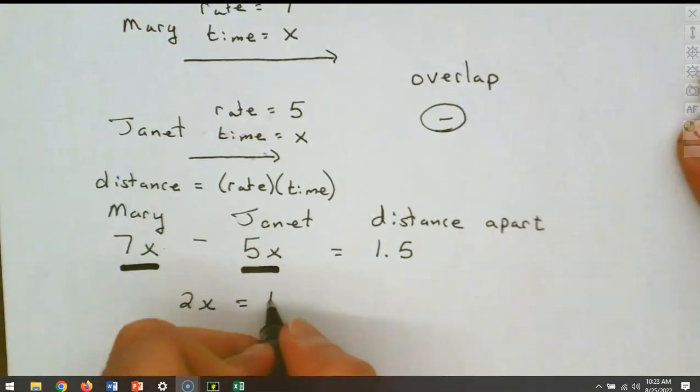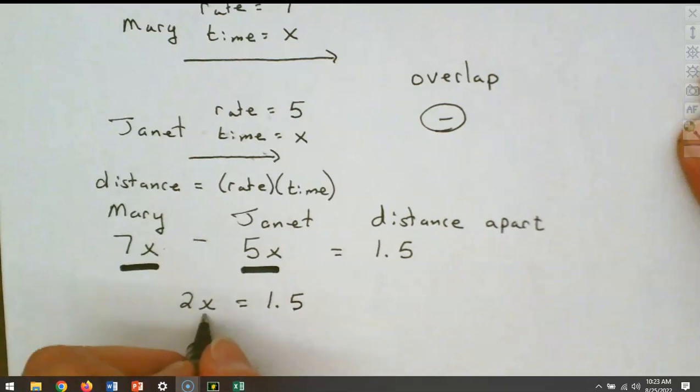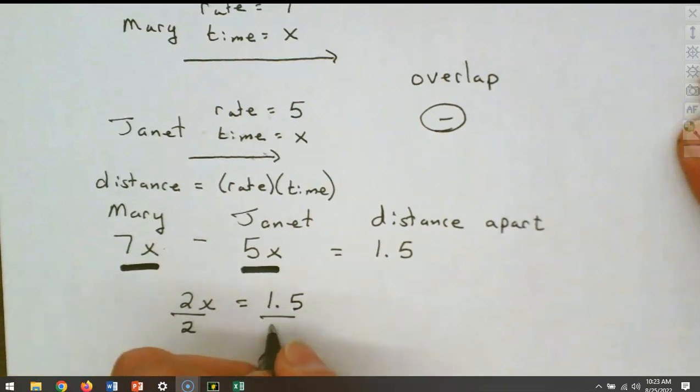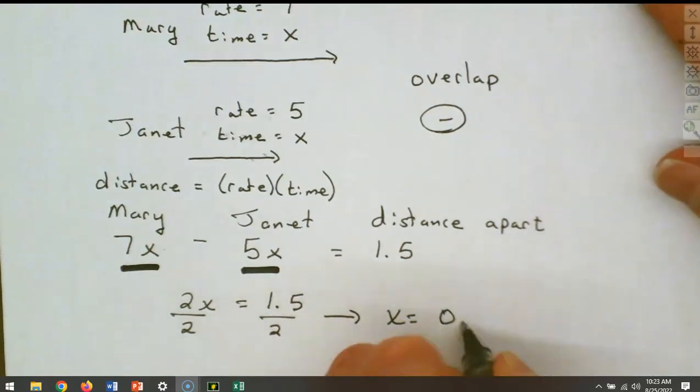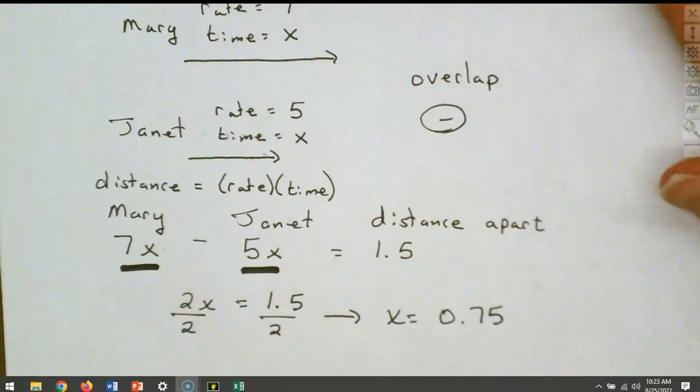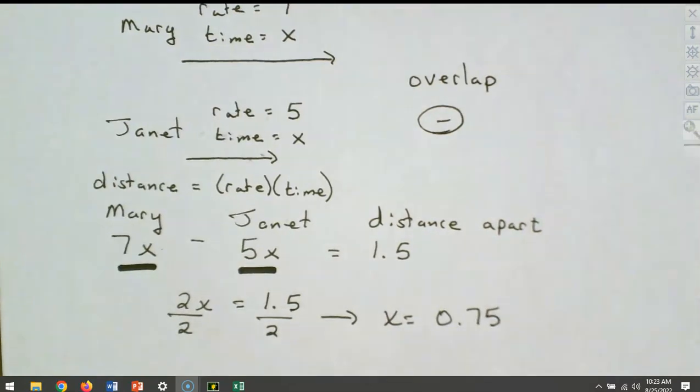And that equals 1.5. We'll divide by our 2. And that leaves us now with x equaling 3, I believe, isn't it? Or not 3, 0.75. We've got 1.5, we're going to divide that by 2, and we get 0.75. And we can use a decimal because there's decimals already in the question.